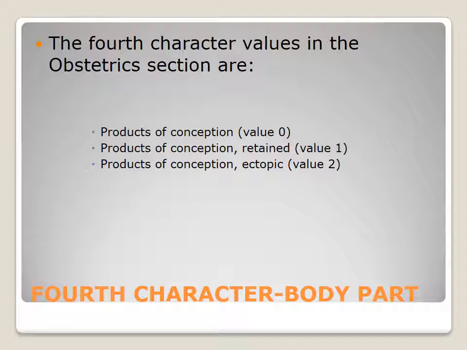The fourth character in the obstetrics section of ICD-10-PCS represents the body part. And there are 3 values for the fourth character. Value 0 is products of conception. Value 1 is products of conception retained, and value 2 is products of conception ectopic.